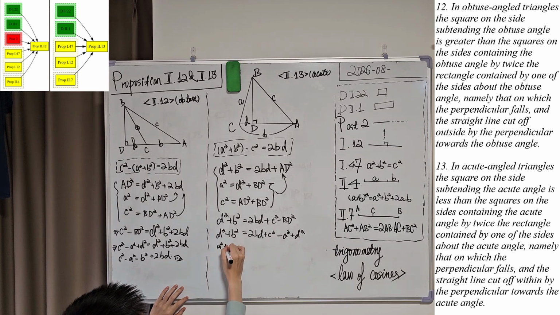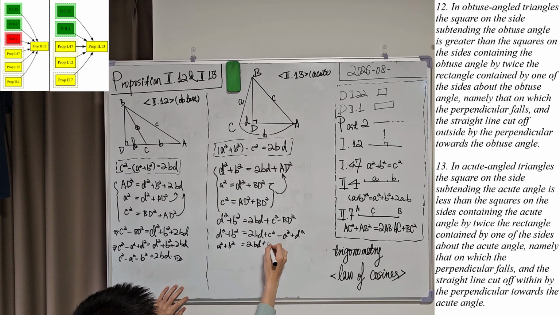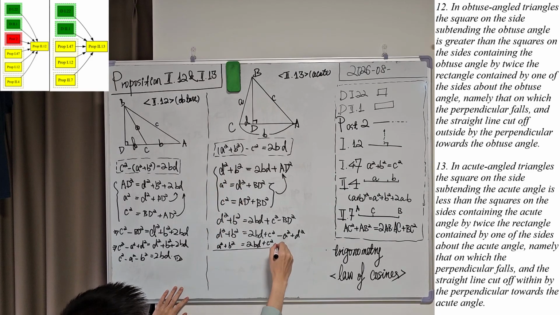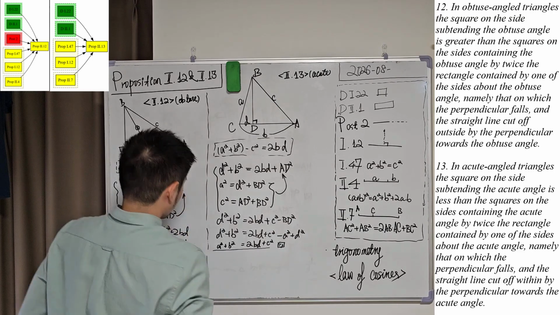A square plus B square is equal to twice of the rectangle contained by BD plus the square on C. And this is equivalent to the proposition we are trying to prove, correct? So we have proved the proposition. Okay.